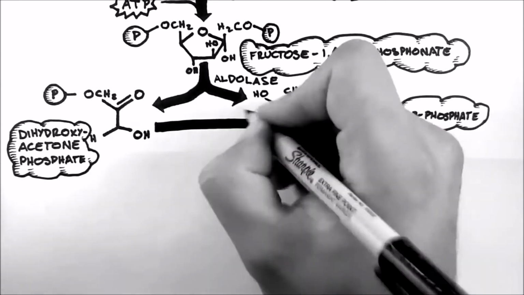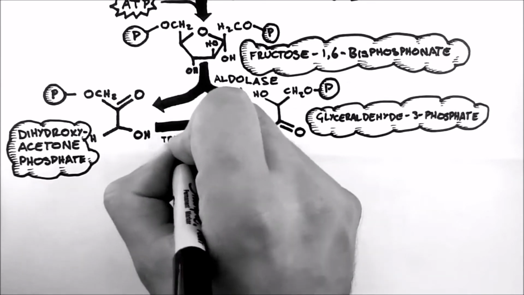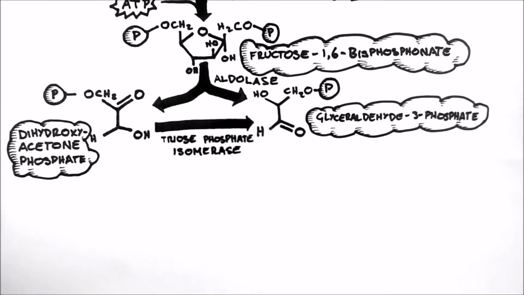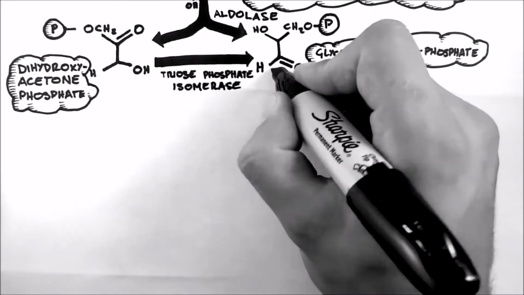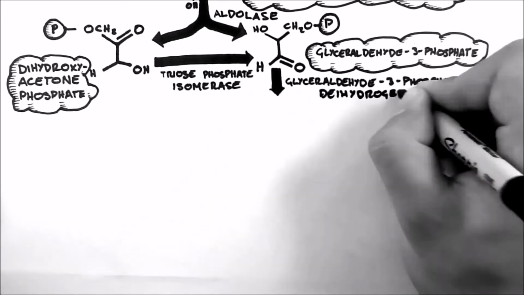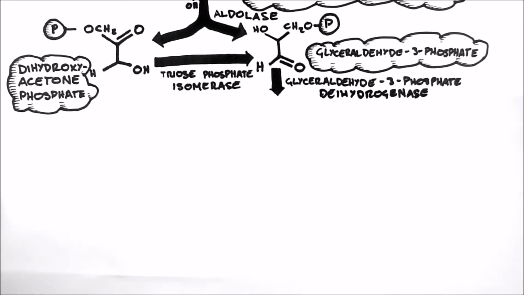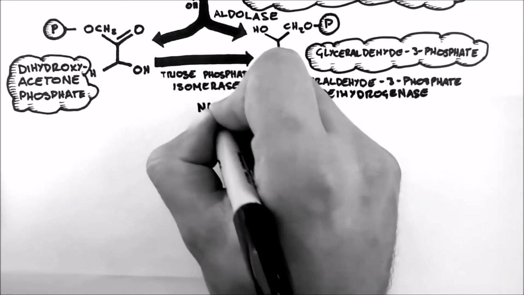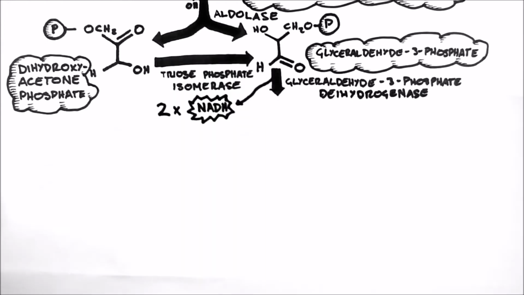The next step is conducted by another isomerase, the triose phosphate isomerase, and this converts the dihydroxyacetone phosphate into glyceraldehyde 3-phosphate. The next enzyme we meet is glyceraldehyde 3-phosphate dehydrogenase. The dehydrogenases move a hydride ion, that is H-, onto an electron acceptor such as NAD+ or FAD. This is what happens here, creating 2 NADH.